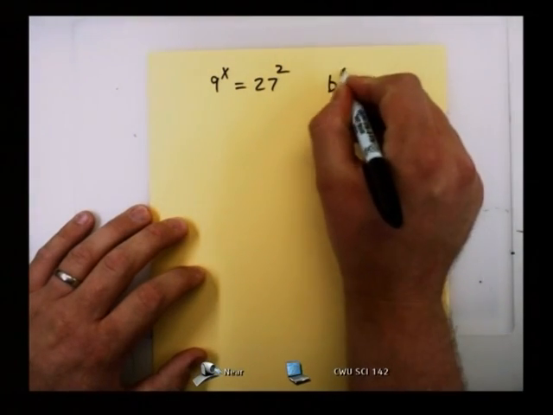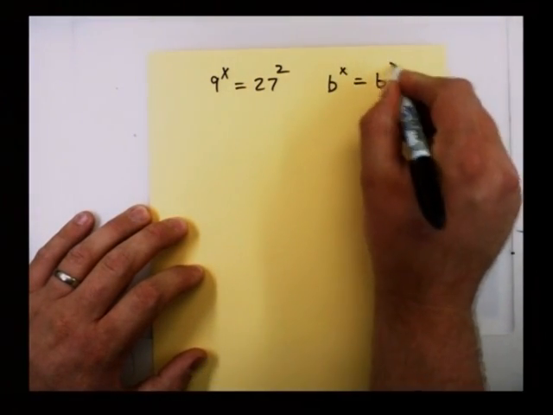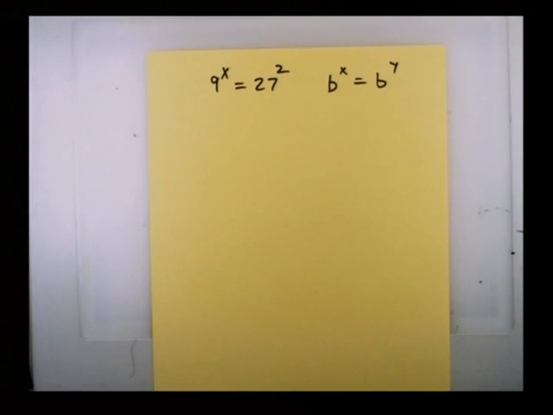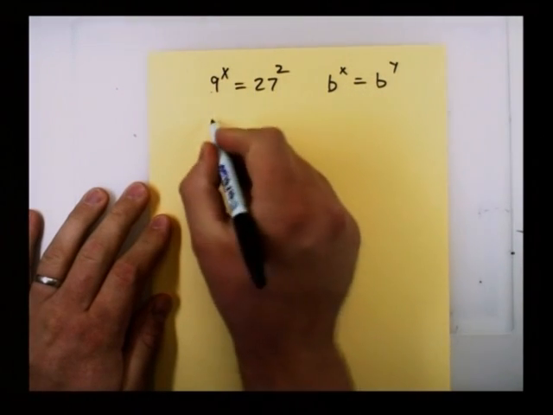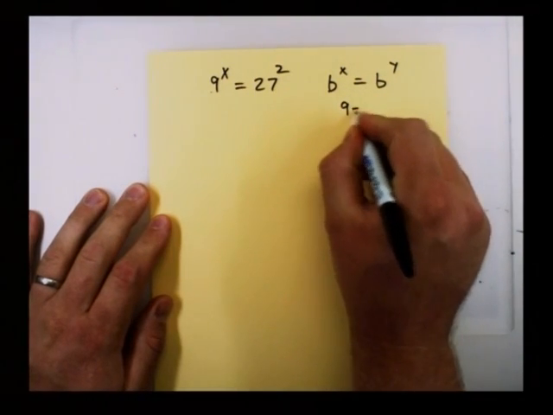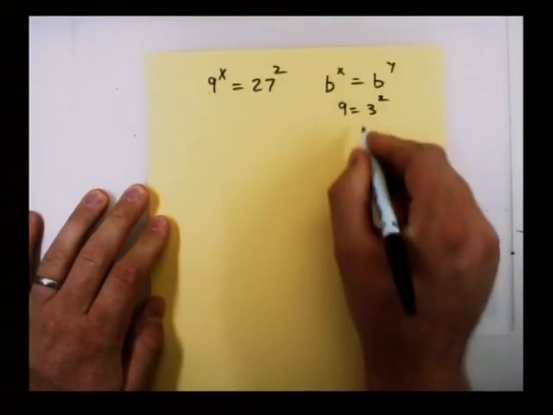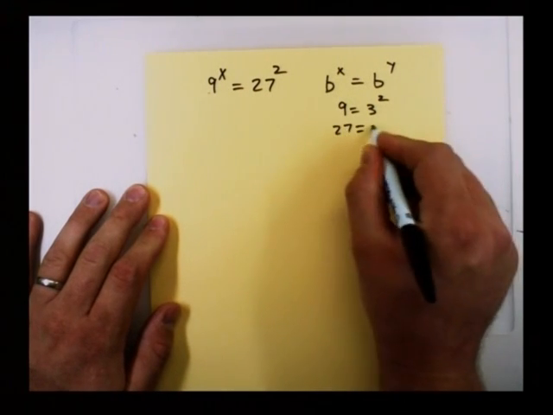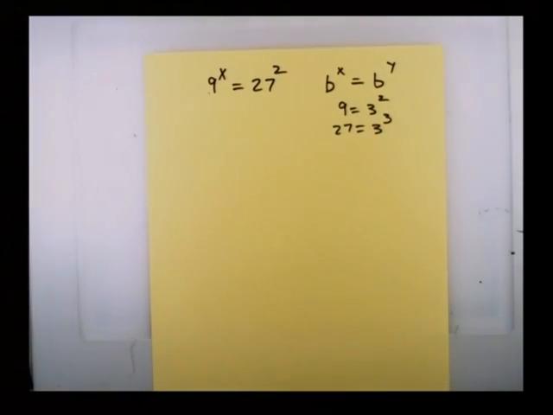Because really what we'd like is b to some power is equal to b to some other power, and then those two powers are equal to each other. So 9 and 27, what do those two have as a common base? They both have 3. You'll be reminded that 9 is equal to 3 squared, and that 27 is equal to 3 to the third power.